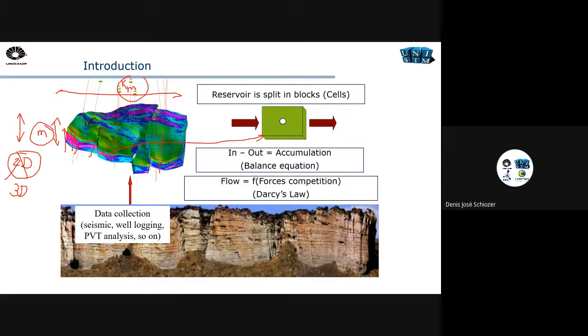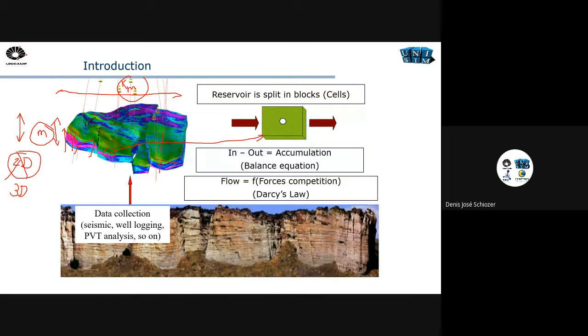Of course, there are ways to decrease a little bit the number of equations we have, and so on. I'm going to show some hints about this. But basically, if you have 1 million blocks, we're going to have 1 million equations to solve, or 3 million to solve. Okay. The most common reservoir simulation model is like this. I'm going to show a little bit of variations in this, but this is a general idea.